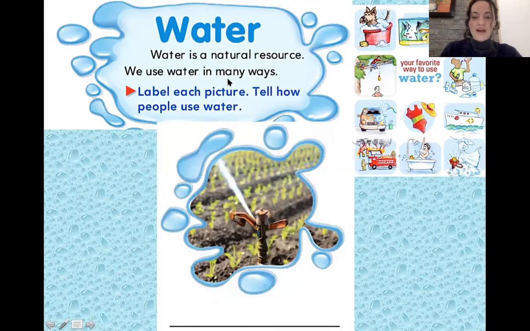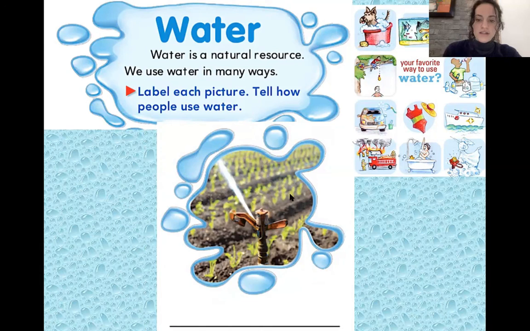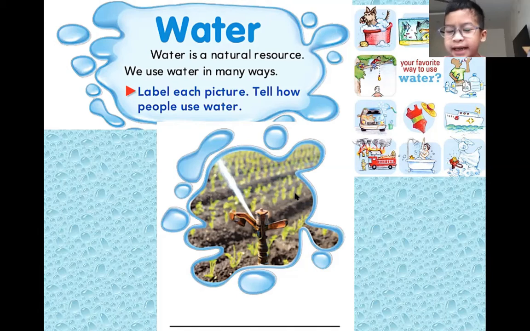What about this one? What's happening in this picture? Blue moon? Water is another resource. Yeah, so water's the resource. What's the water doing here? Helping a plant. Yeah, it's helping the plant. Very good.